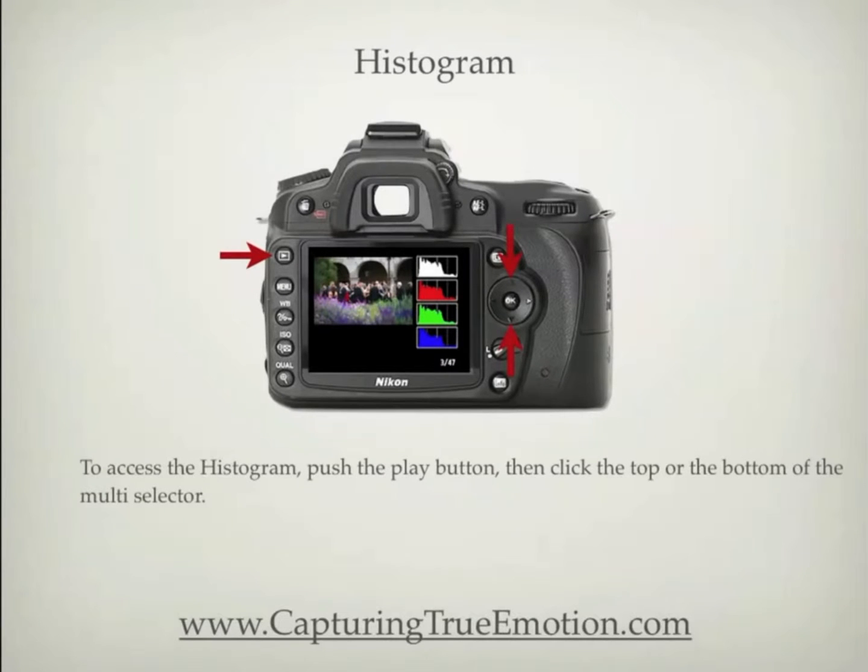To access the histogram, push the play button, then click the top or the bottom of the multi-selector.